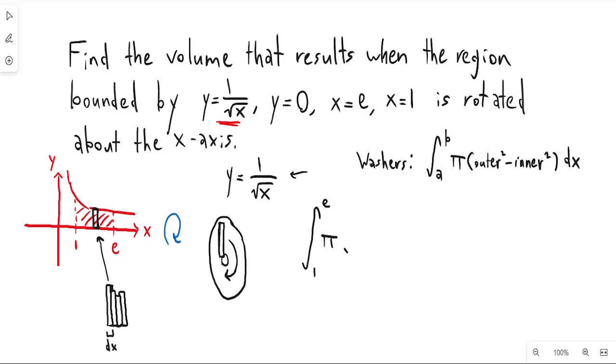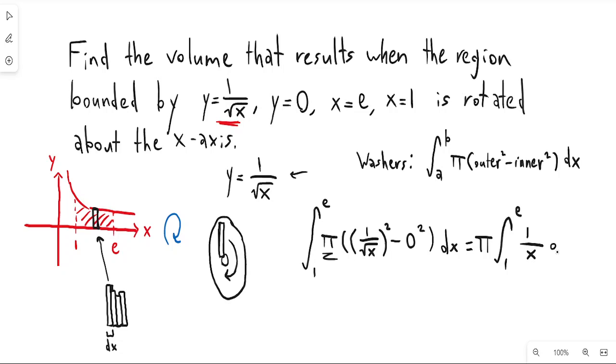Okay, and then I also know that my outer radius is 1 over square root of x. So I'll put 1 over square root of x squared. And then technically my inner radius is 0. So I'll just put minus 0 squared. Like this. So as usual, I want to pull out this pi, right? Because that's just a constant. And then what do I have? I have the integral over 1 to e. 0 squared is just 0. And then I have 1 over square root of x squared. So that's the same as 1 over x dx.